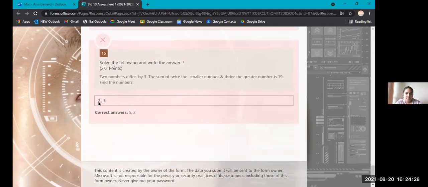And then this one, the answer expected was 5, 2. But I have written 2, 5. So it's given me wrong. Okay, so this is not valid. How is this valid if I write 2, 5? Yeah, this is correct. That numbers so here also it should give me 2 points.